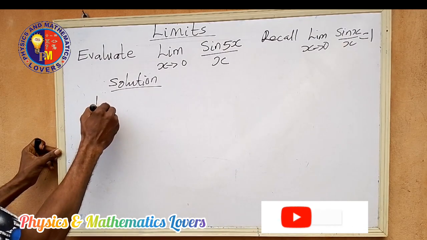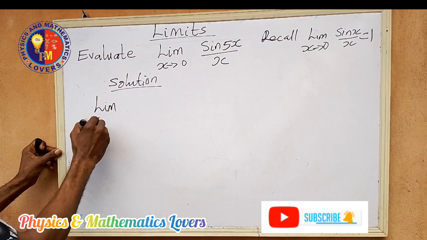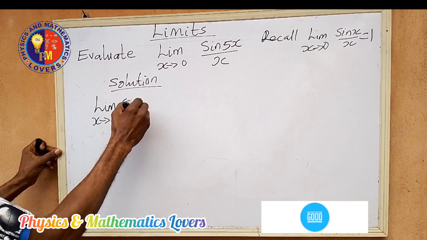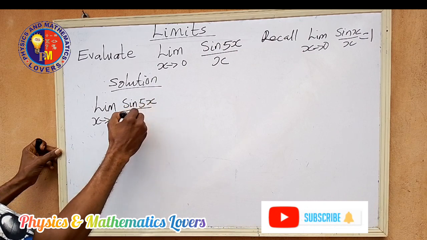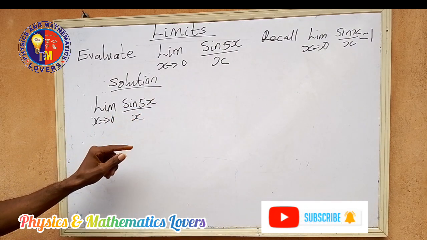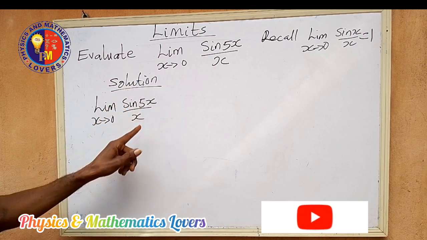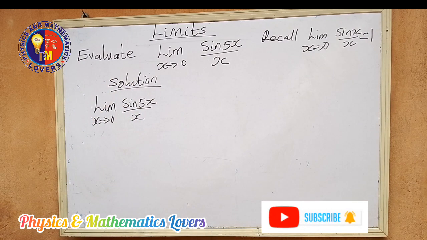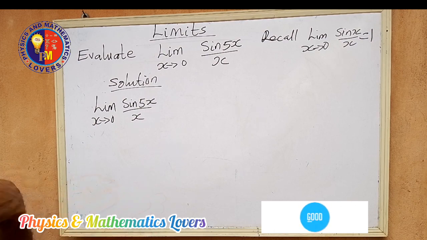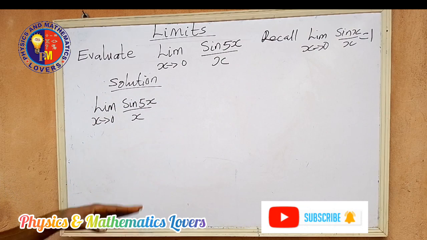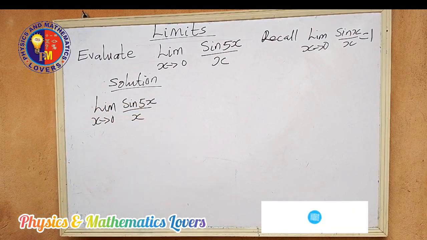So let's go. We have the limit as x tends to 0 of sine 5x all over x. What we do now is make sure that we maintain parity, so let us look at algebraic manipulation. But there is another method that you can use, which is very simple: L'Hospital's rule. That one is very simple and straightforward, but let me use the algebraic manipulation.